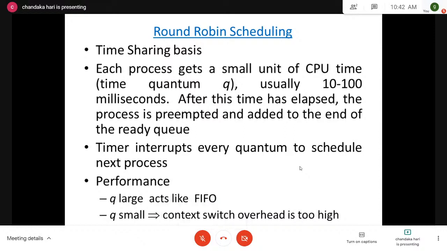Now, coming to the performance considerations of the round robin scheduling algorithm. If the time quantum Q is large, it simply acts like a first in first out scheduling algorithm. The job that arrives first is always executed first. If Q is small, what happens? If the time quantum is very small, the CPU frequently switches from one job to another.